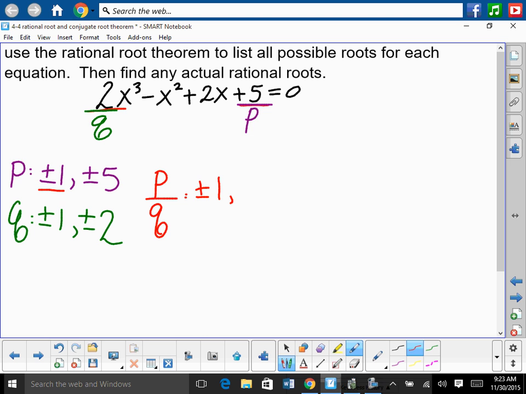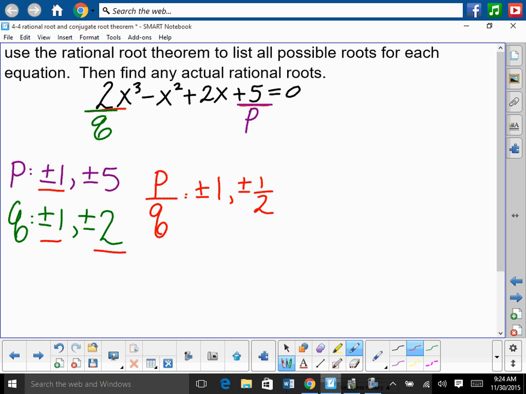Now we're doing 1 divided by 2, p divided by q. So 1 divided by 2 is just 1/2. So we also have plus and minus 1/2. Is everybody following me so far?